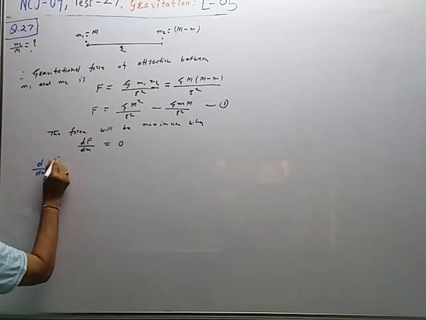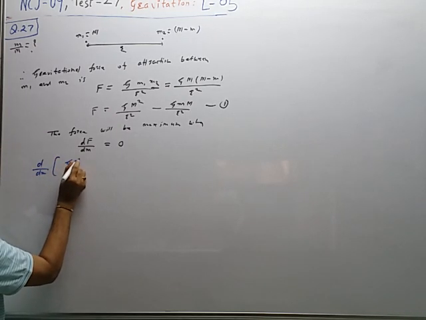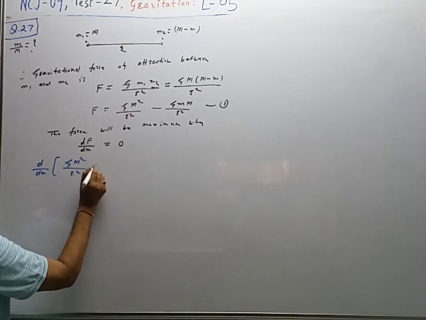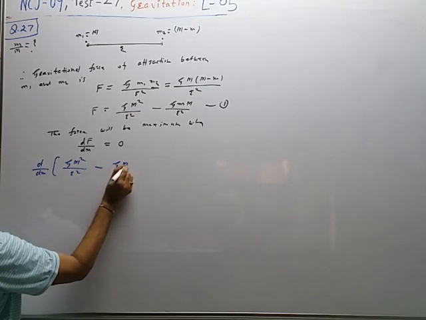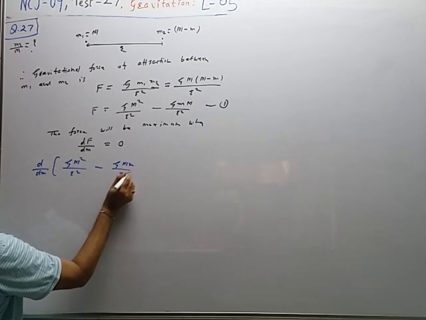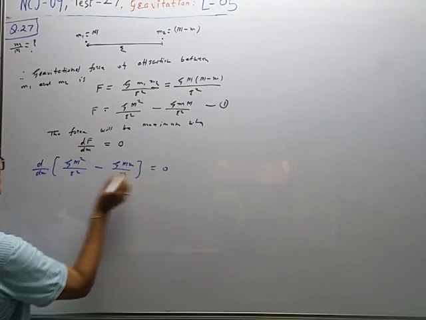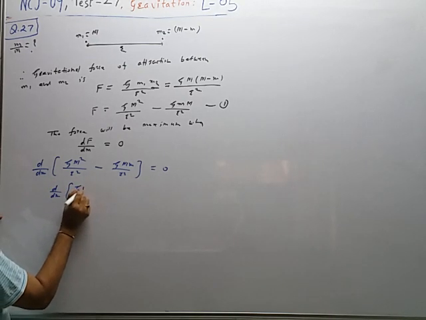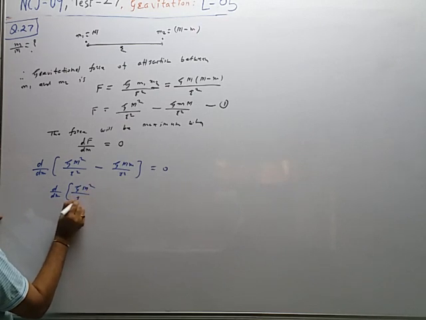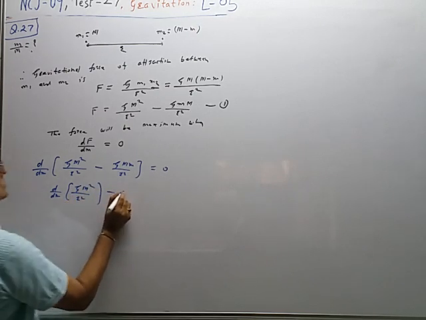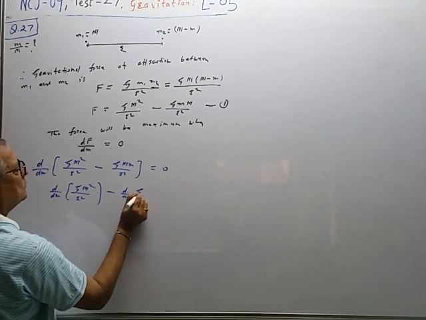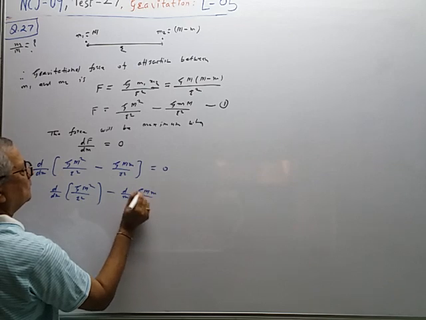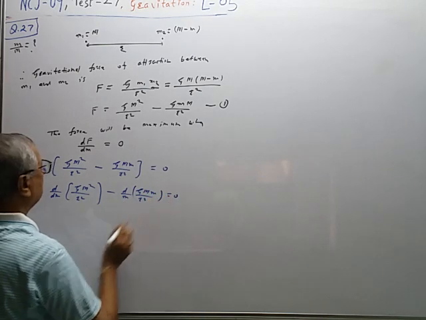So d by dm of G M m upon r square minus G m square upon r square is equal to 0. So derivative of the first term G M upon r square, minus derivative of the second term G m square upon r square is equal to 0.